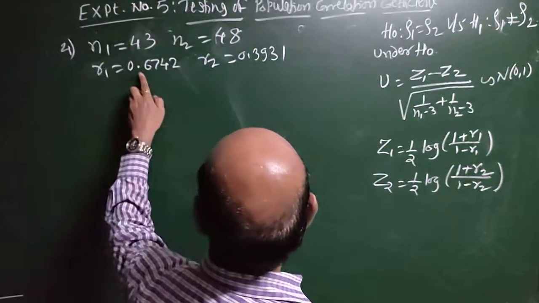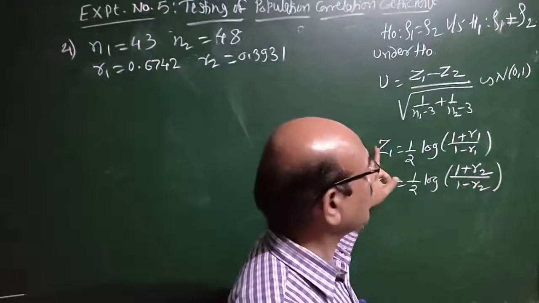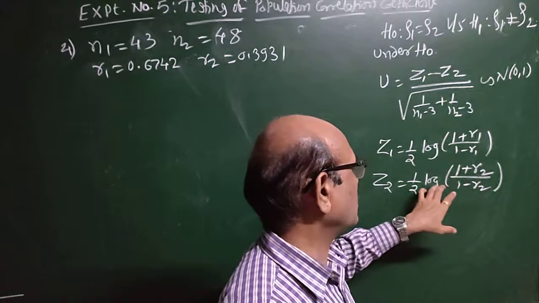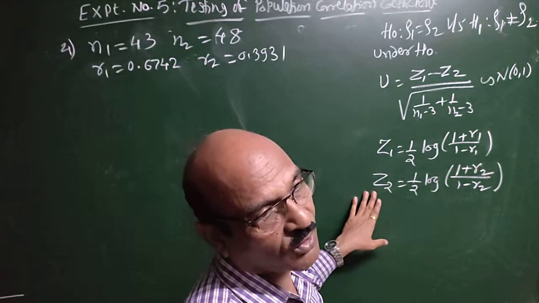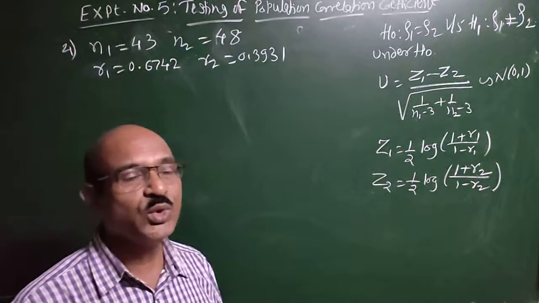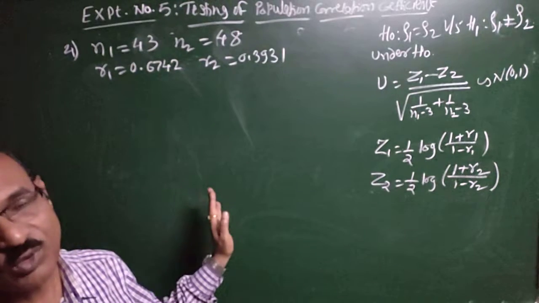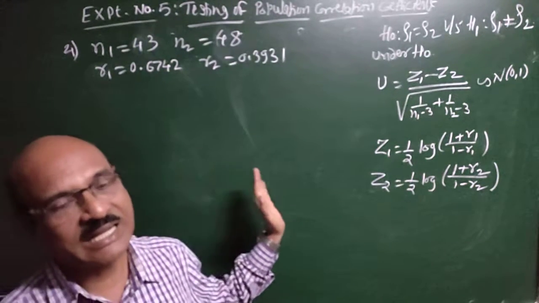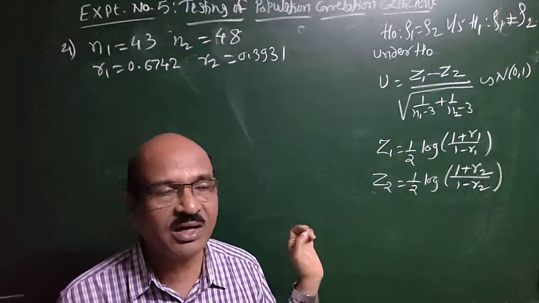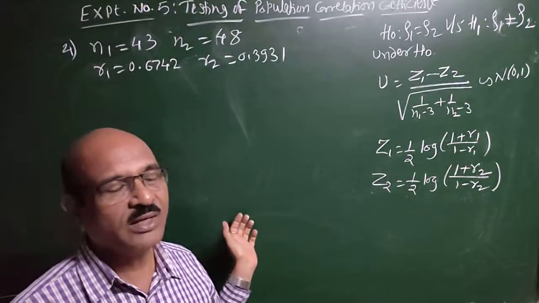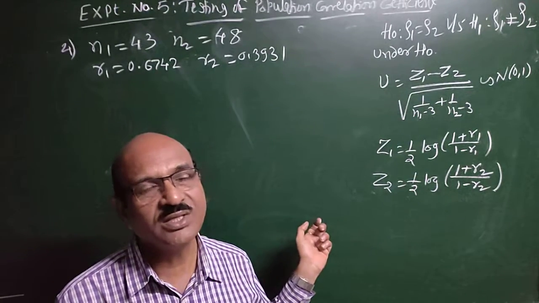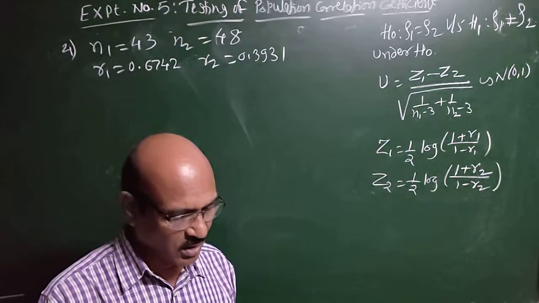Again, everything is given. R1 you can substitute here and get the value of Z1. R2 you can substitute here, 1 plus R2 by 1 minus R2, get the ratio, get its log divided by 2. That will be your Z2. Once you have got Z1 and Z2, substitute in this formula. Get the U calculated and U table will be 1.96. If calculated is greater than table, then you have to reject. That means rho 1 is not equal to rho 2, there is a significant difference. If calculated is smaller than table, then you can say that H0 is accepted. That means there is no significant difference, they are equal. That way we can give the decision.